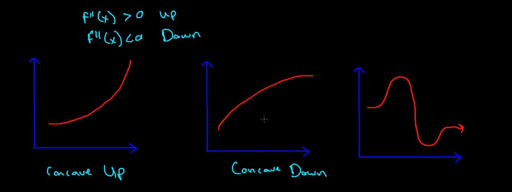It just depends on what your perspective is. If the x is the perspective from which I'm observing this, then this would be concave down and this would be concave up. So what's happening with concavity?